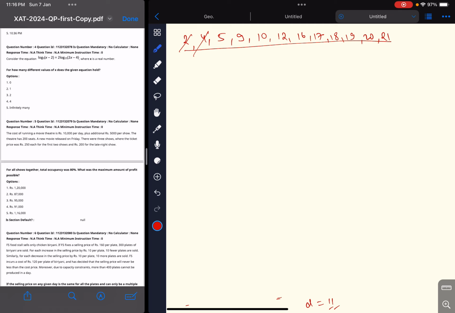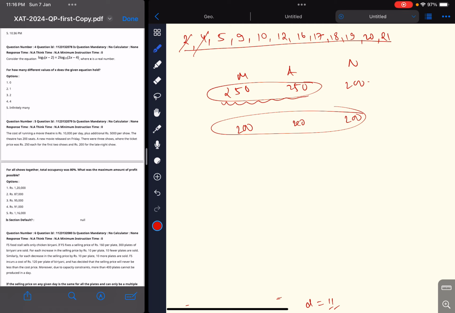Maximum profit possible. Okay, so maximum profit means you can see that morning show is 250, afternoon show is 250, and night show is 200. Okay, so to maximize things we will give maximum value possible over here. Now we have 200 seats, right? It is given in the question. The theater has 200 seats each. Okay, 200 seats, so on morning 200 seats, this total 600 seats we have.